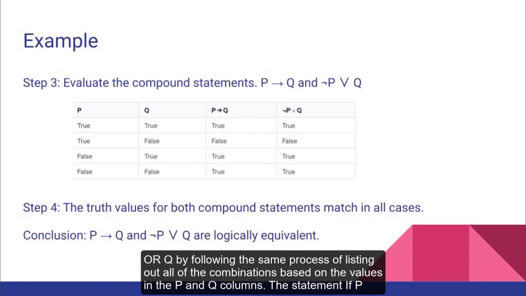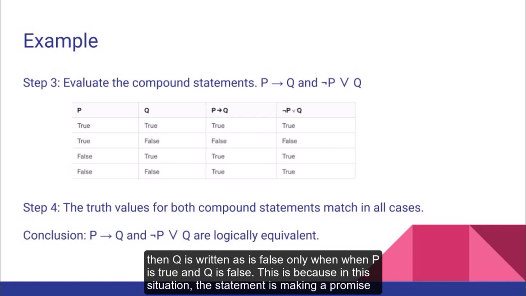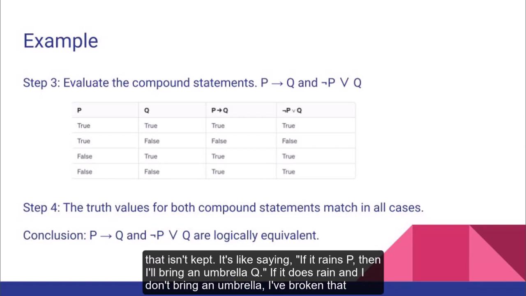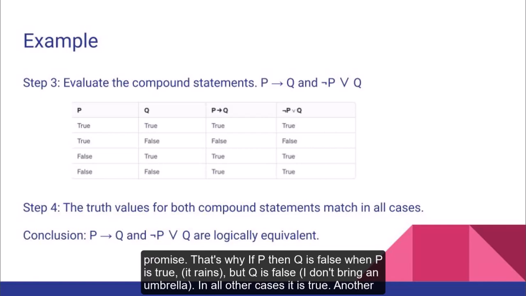The statement "if P, then Q," written as P → Q, is false only when P is true and Q is false. This is because in this situation, the statement is making a promise that isn't kept. It's like saying, if it rains (P), then I'll bring an umbrella (Q). If it does rain, and I don't bring an umbrella, I've broken that promise. That's why "if P then Q" is false when P is true, it rains, but Q is false, I don't bring an umbrella. In all other cases, it is true.